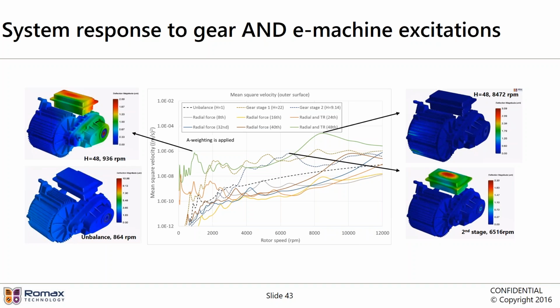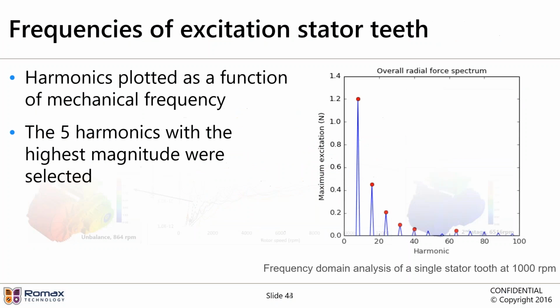Using the same tool, we can also see the deflections caused by the transmission error in the gearboxes and an unbalanced force on the rotor, for instance. So this tool allows you to look at the response to all the different sources of excitation side by side, which is quite handy. So let's look at the vibrations caused by the electric machine in a bit more detail.